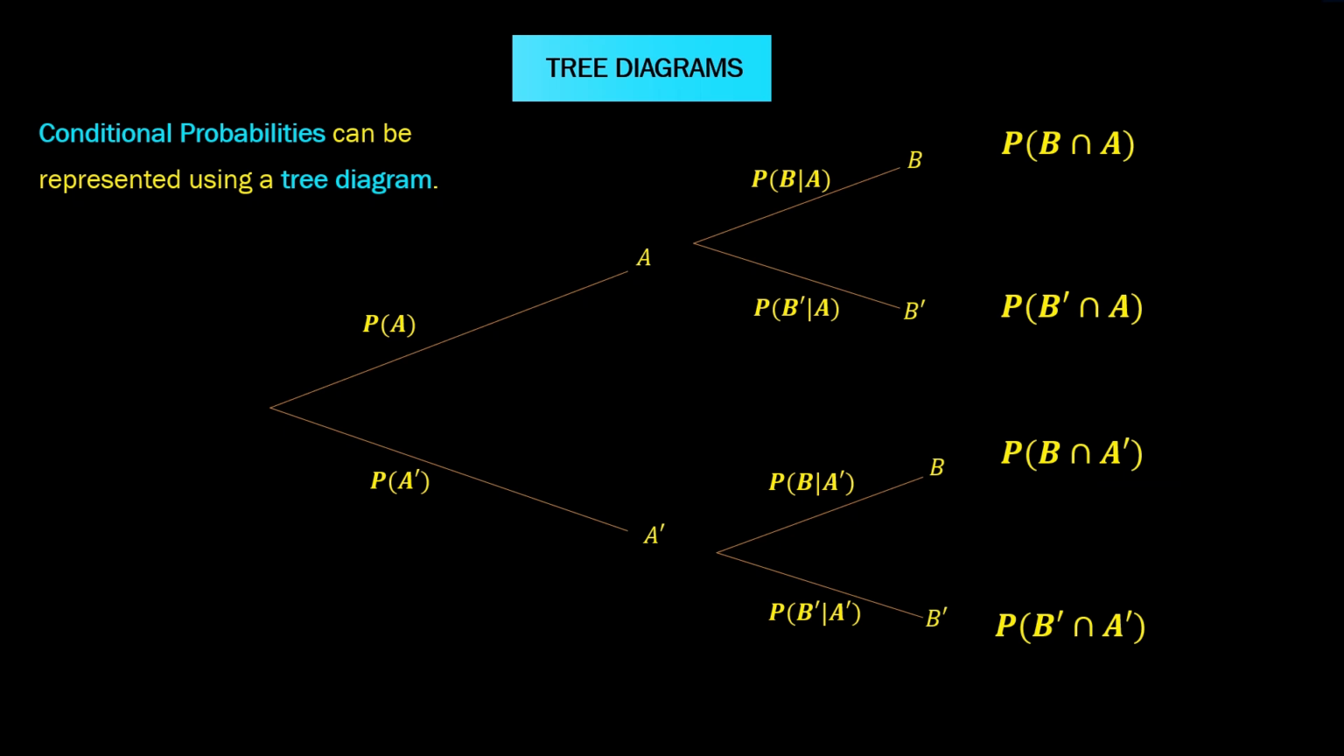And so we have probability of B intersect A equals probability A times probability of B given A. And similarly for the probability of not B intersect A, and the probability of B intersect not A, and finally the probability of not B intersect not A.